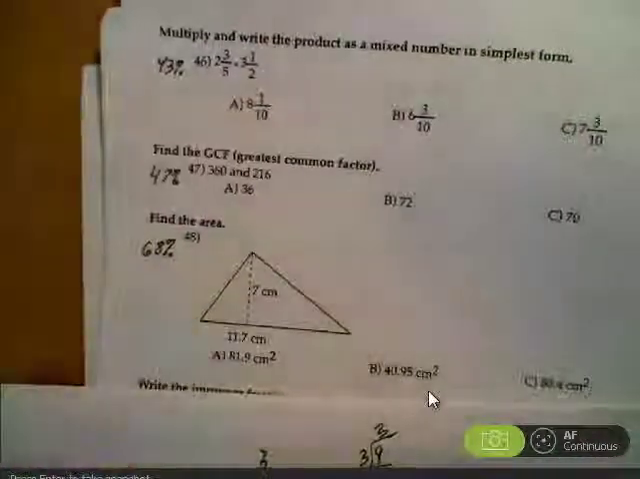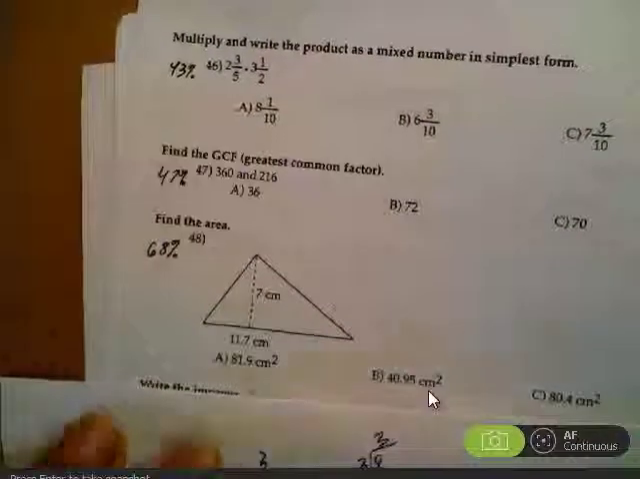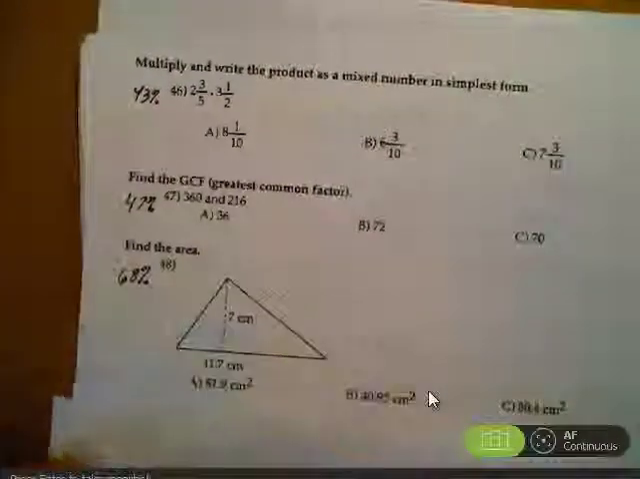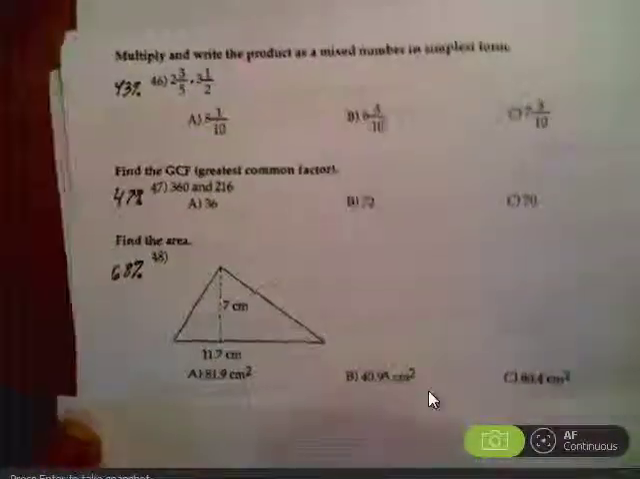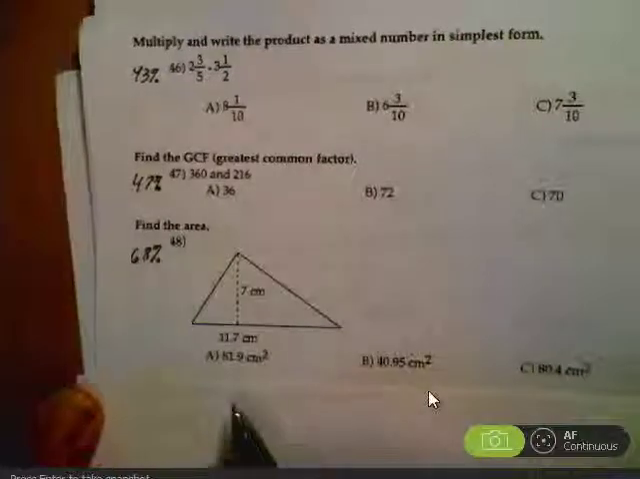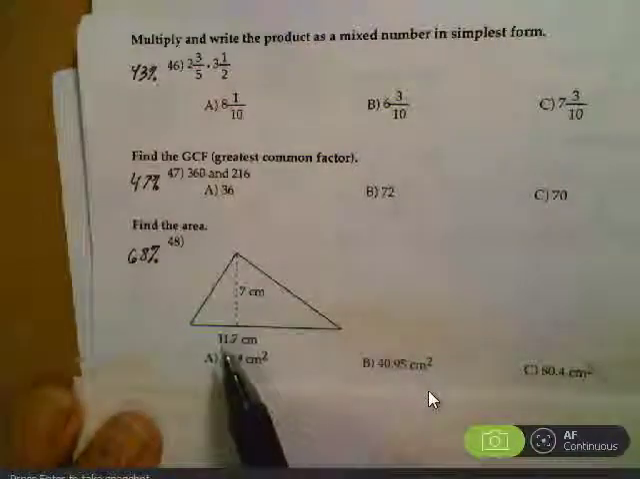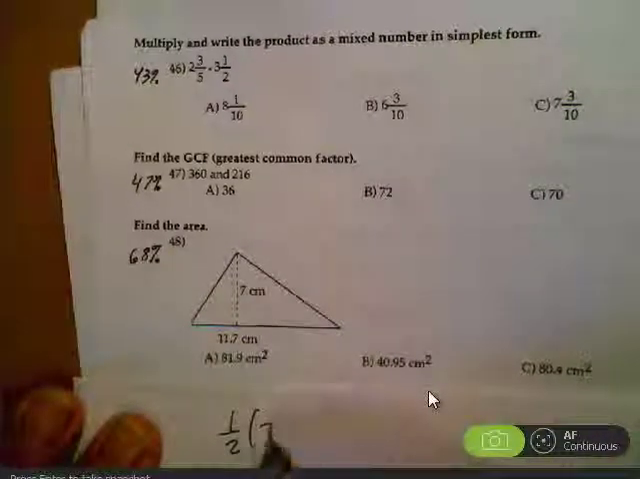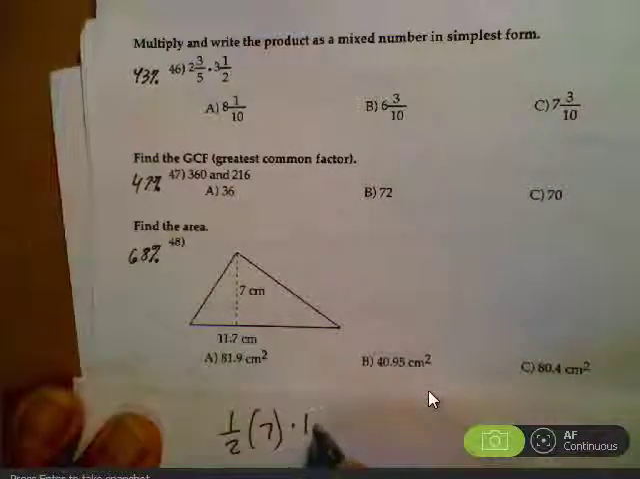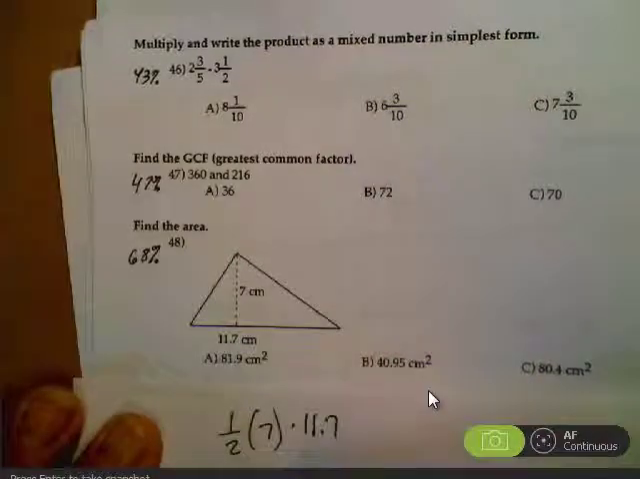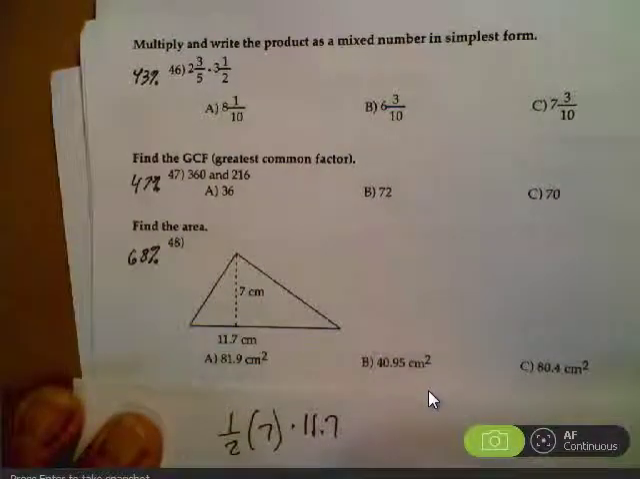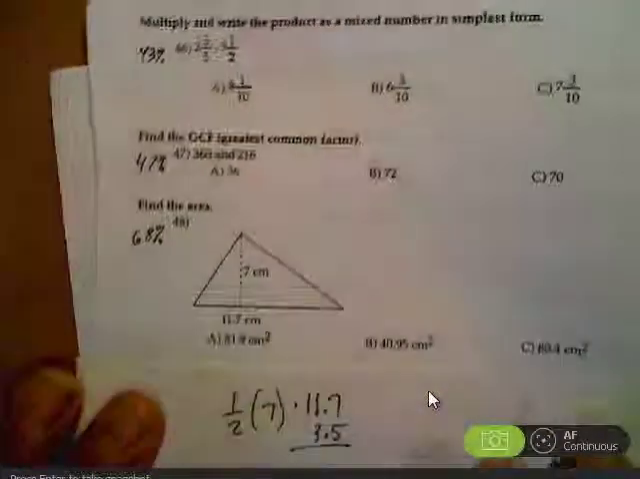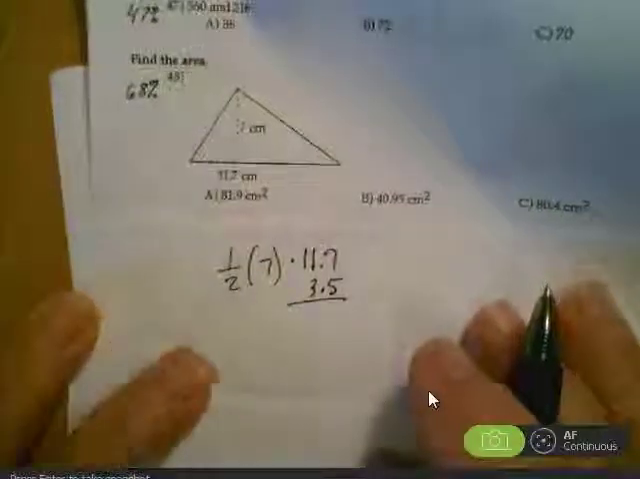Now find the area. It's a triangle. They give us the height, and they give us this, and it's 1/2. Now it depends on what you like better, but most of us don't want to take half of 11.7. So it's commutative. 1/2 of 7 times 11.7. Half of 7 is 3.5. So 3.5 times 11.7 is going to give us the area.